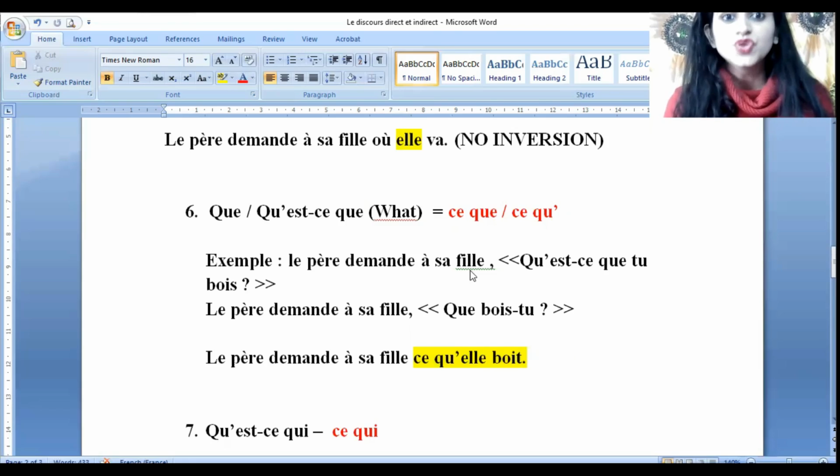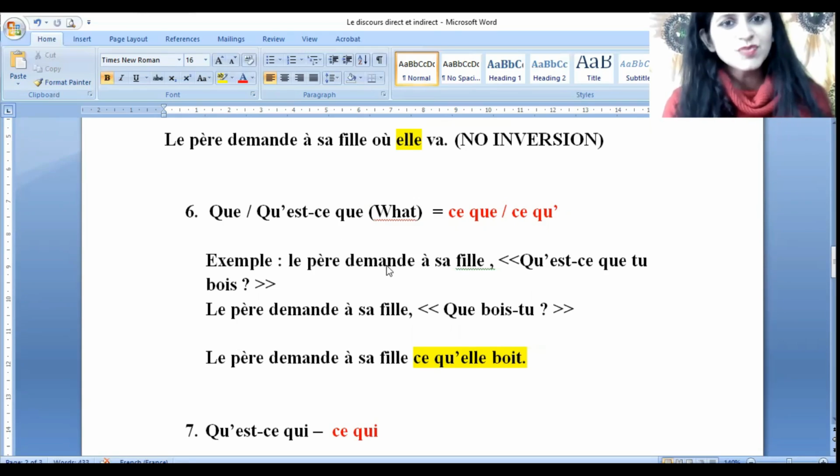And when we have to join que and qu'est-ce sentences, we do it with the help of ce que. So, le père demande à sa fille for both the sentences. For both the sentences, your answer will be same. Ce qu'elle boit. Le père demande à sa fille ce qu'elle boit. You join it with ce que when que or qu'est-ce is given.